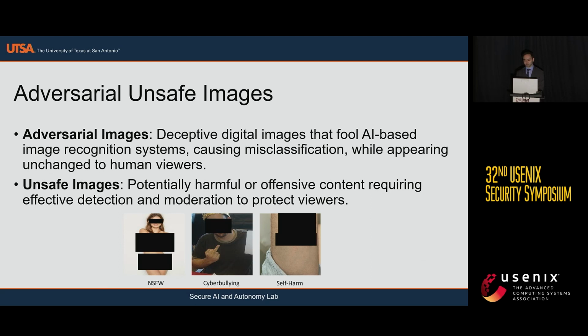So moving on to the core of our presentation today, let's first take a closer look at the problem that we're aiming to tackle. To start, there are two key problems that we need to understand: adversarial images, unsafe images, and then the combination of the two, which we refer to as adversarial unsafe images. Simply put, adversarial images are digital images that have been perturbed such that they result in incorrect interpretation by AI-based image recognition systems. Unsafe images, on the other hand, are images that could be potentially harmful when viewed.